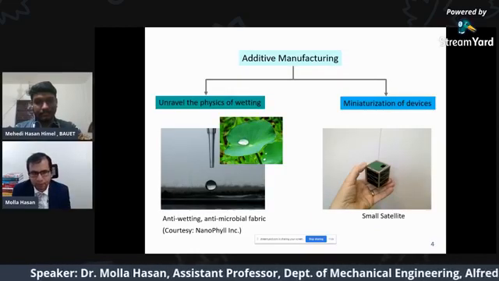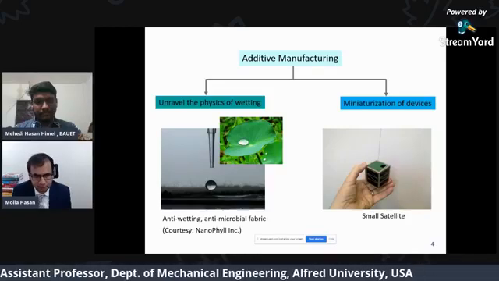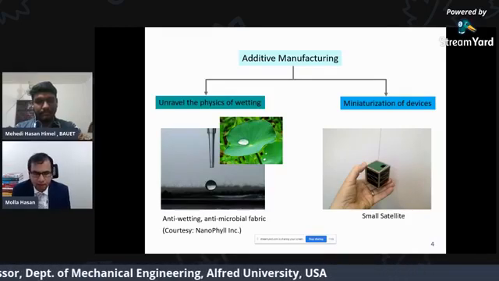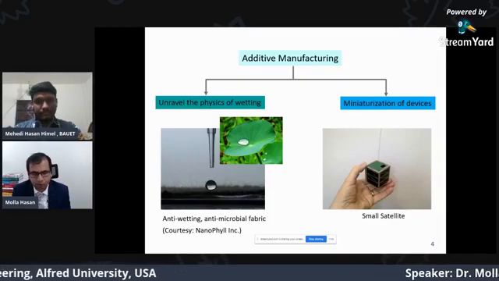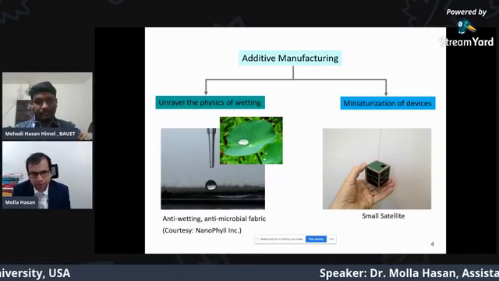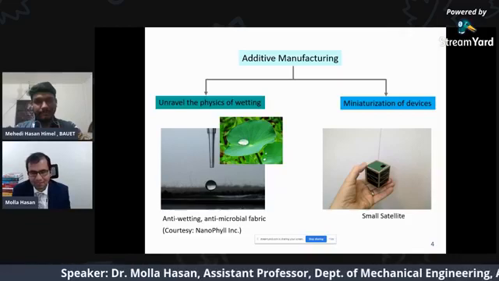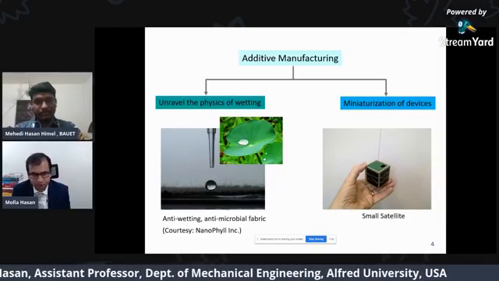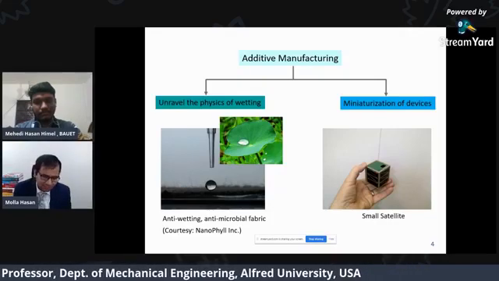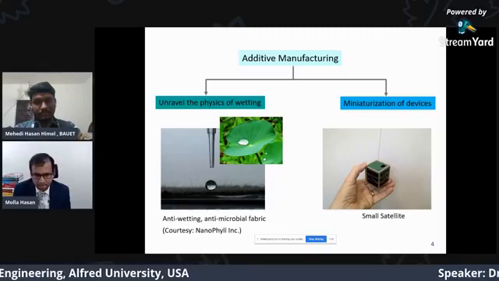Now, additive manufacturing is a multi-step manufacturing process, and I would like to discuss two topics. One is how additive manufacturing can unravel the physics of wetting, and what kind of devices we can make by using additive manufacturing. So let's jump to my research first.